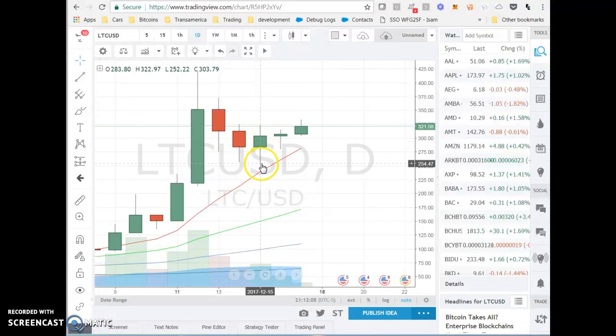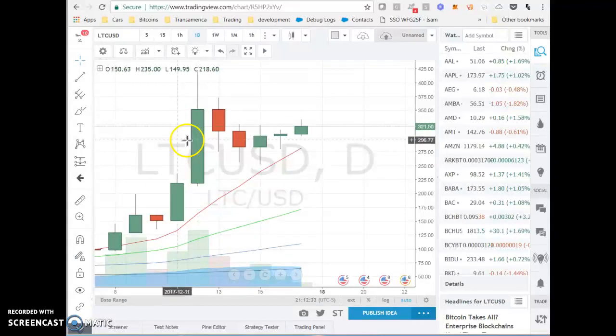Now, again, just to review, the wicks represent the high and the low, so they never change. Up here is the high for the day on that bar, which is 322.97, and the low for that bar is 252.22. So that's what that represents.